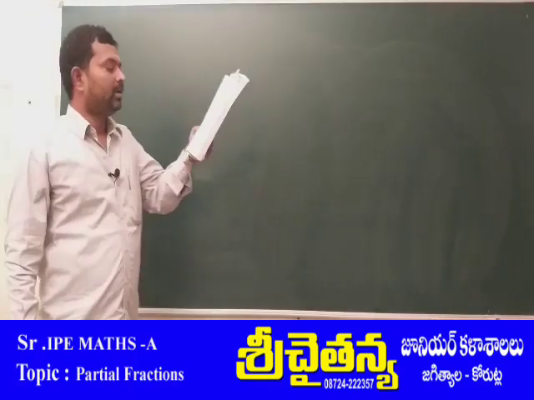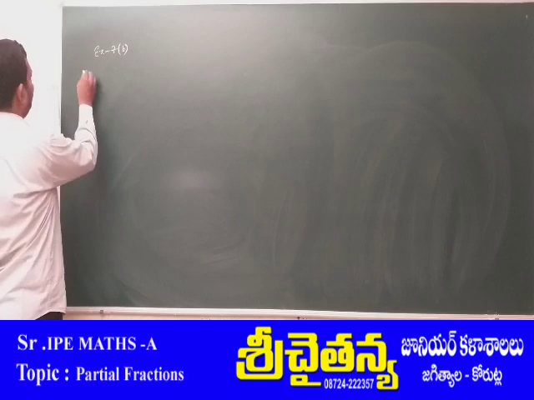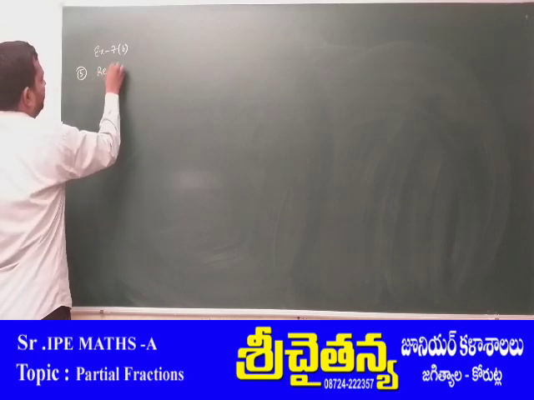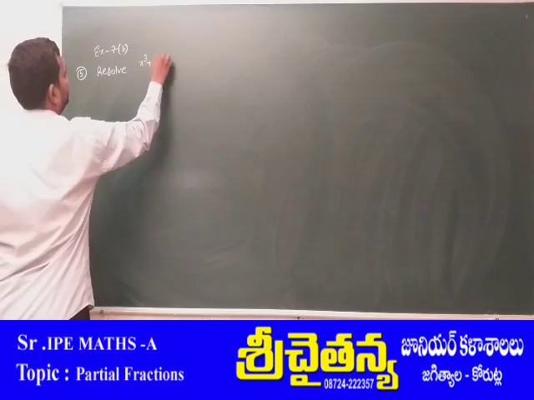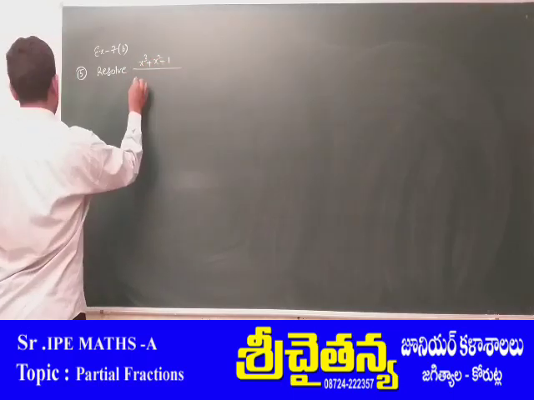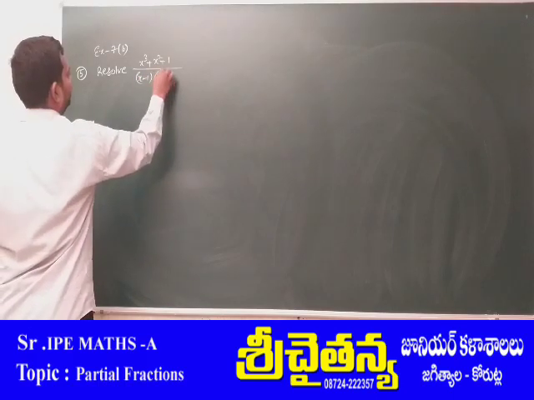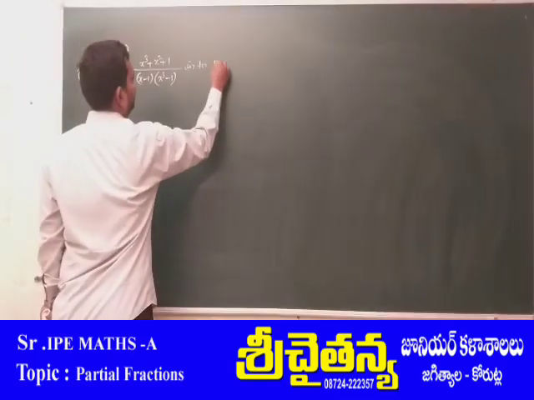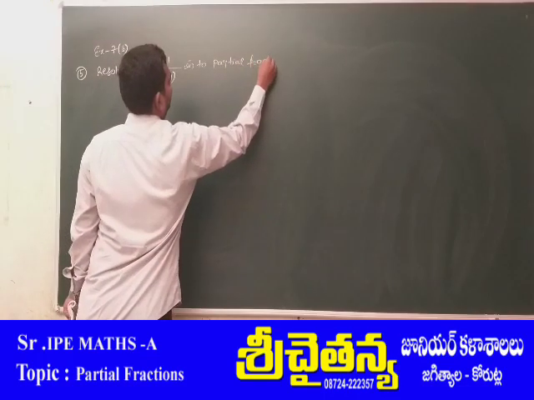Here in exercise 7b, the question number 5. What is question number 5? Resolve x cube plus x square plus 1 by x minus 1 into x cube minus 1 into partial fractions.